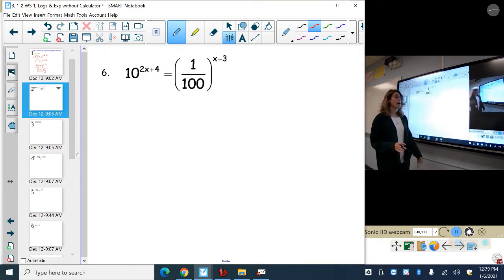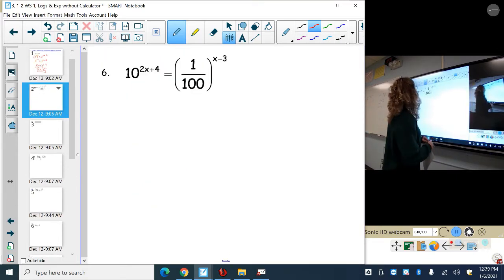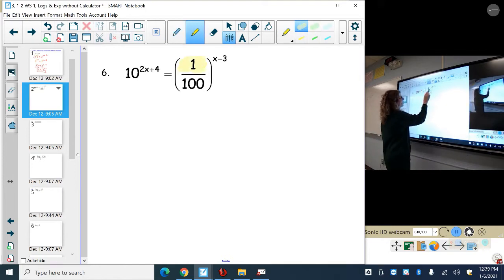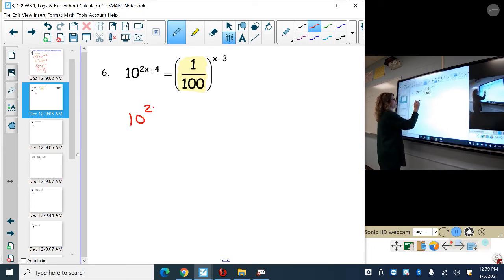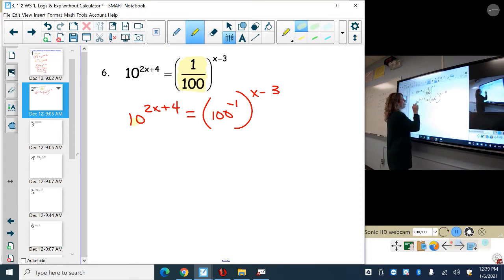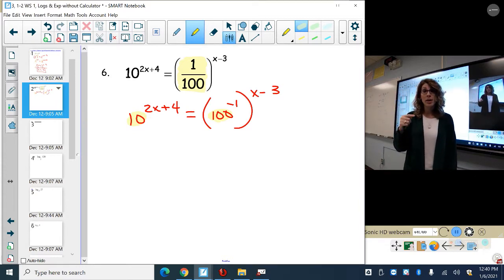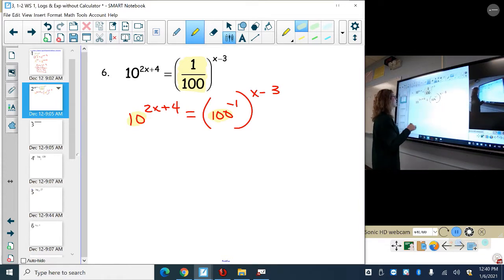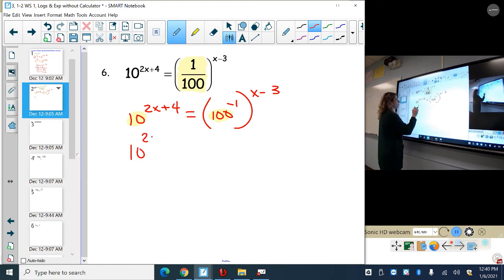same exact concept. The very first thing we're going to do is say, hey, look at this. This is a fraction. That messes with my brain, so I need to make that not a fraction. The way we make that not a fraction is by making that 100 to the negative 1, because we're moving it up to the top. That still doesn't help me, because my bases are still not the same. So how can I express 100 as a base of 10? Well, 100 is the same thing as 10 squared.